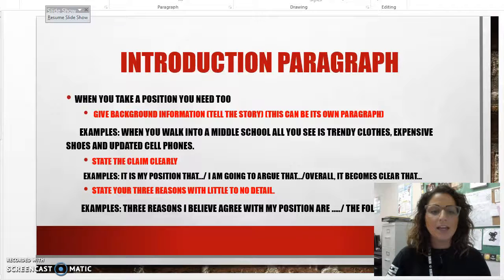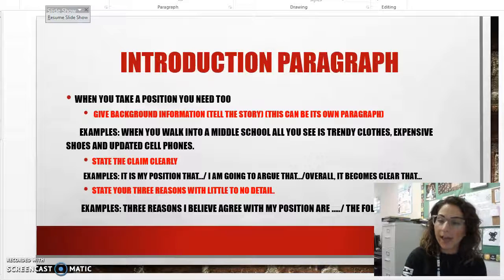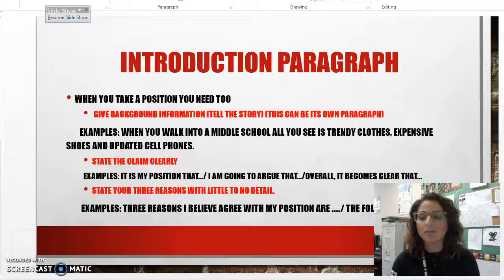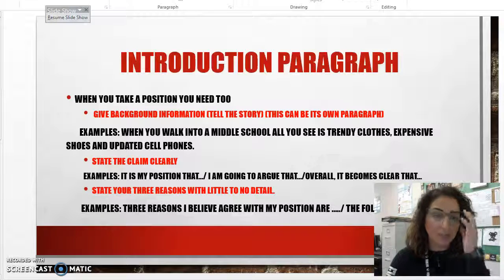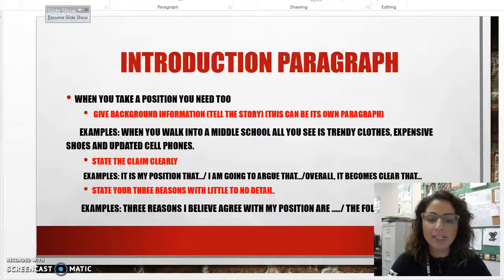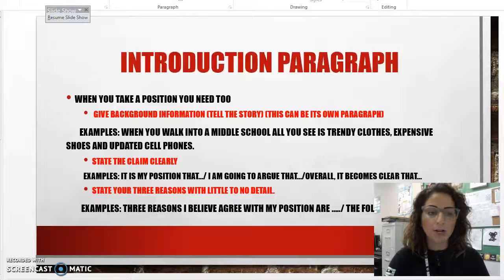My example is, it is my position that, and then you could state your claim. Or, I'm going to argue that, or overall it becomes clear that. That helps guide my students who need help just starting up and getting their engines going, to make sure that they understand easy ways to start. And then to state the 3 reasons, I give them examples like, 3 reasons I agree with my position are, or the following reasons. And they can come up with their own as well. This is just a brief discussion on how you can start, and this is just your introduction. So 5 to 8 sentences, and we'll construct that.